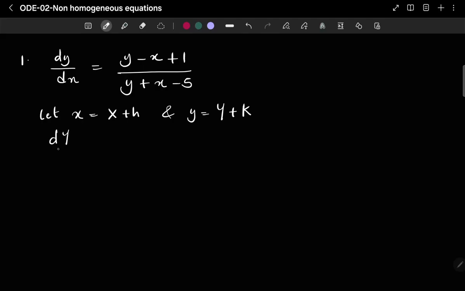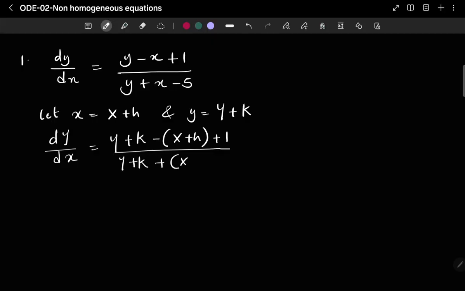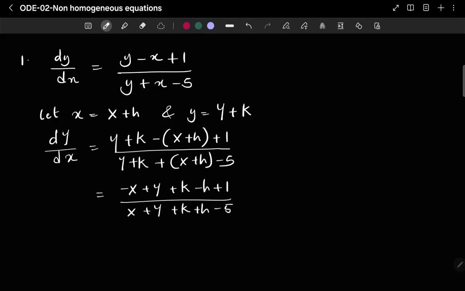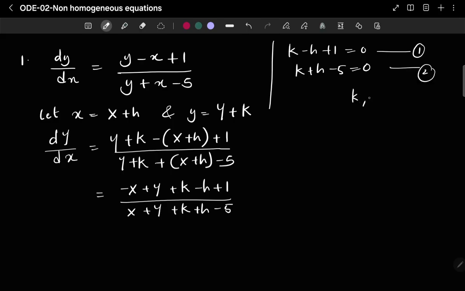So here dy by dx equals y plus k minus x plus h plus 1 divided by y plus k plus x plus h minus 5. So here we get minus x plus y plus k minus h plus 1 over x plus y plus k plus h minus 5. Here the condition is that these two constants should be equal to 0. So k minus h plus 1 equals 0, k plus h minus 5 equals 0. By these two equations we can solve for k and h.